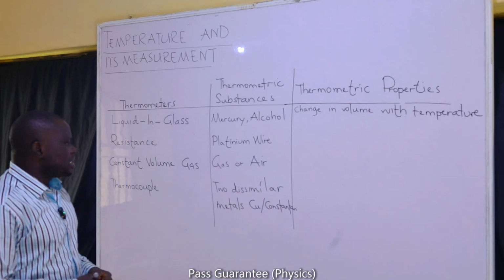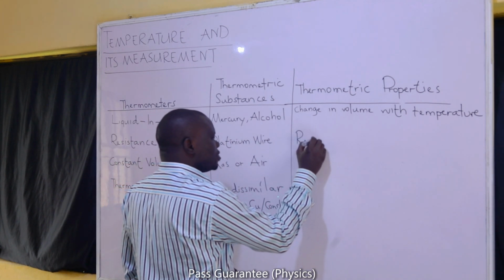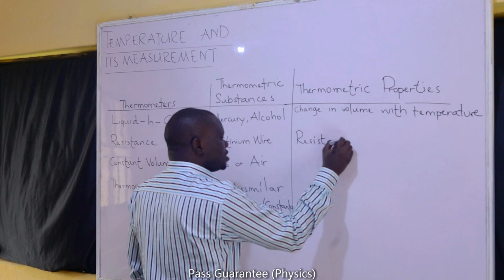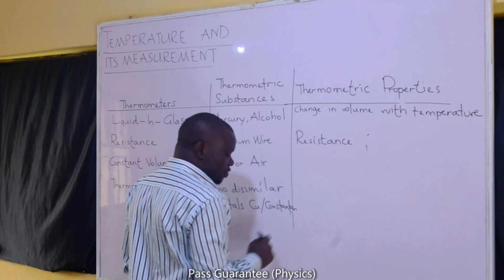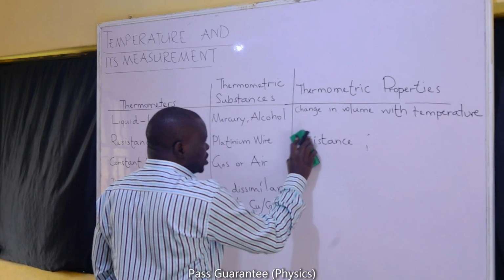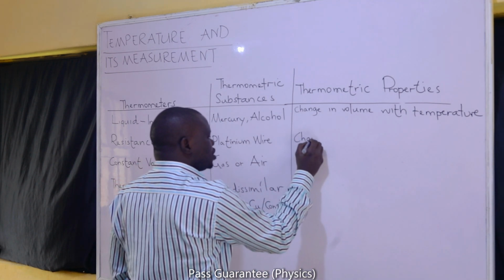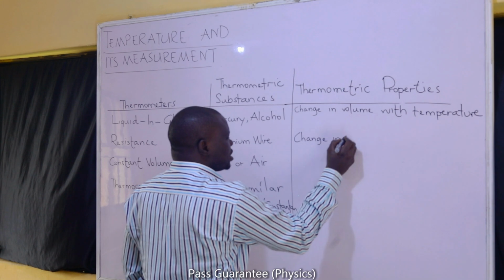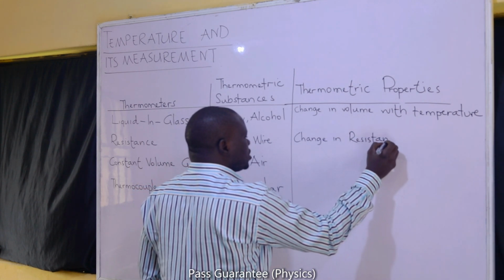Platinum wire, it is the resistance of the wire, the change in the resistance of the wire. We understand that when we add heat to a wire, there will be a change in the resistance, and the resistance changes linearly with temperature.